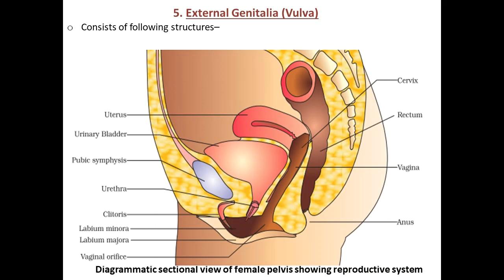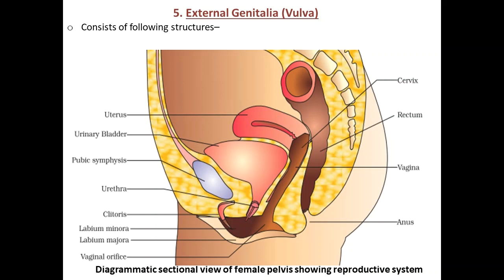Okay, so to study about this female genitalia, first you should know this diagram. This is the diagrammatic sectional view of the female pelvis region showing the reproductive system. But along with the reproductive system, this diagram also explains the other systems associated with the reproductive system. First of all, we are discussing this diagram, and from this diagram we are picking up the theory.